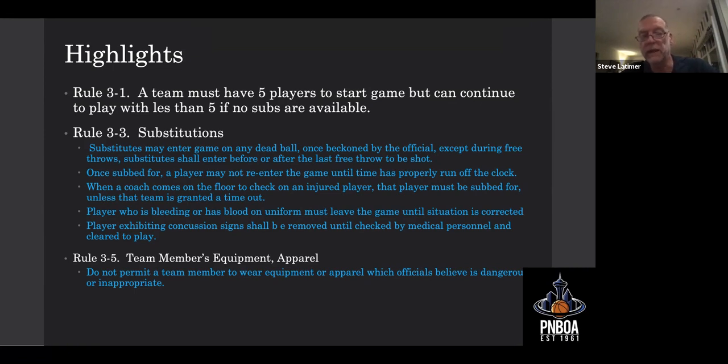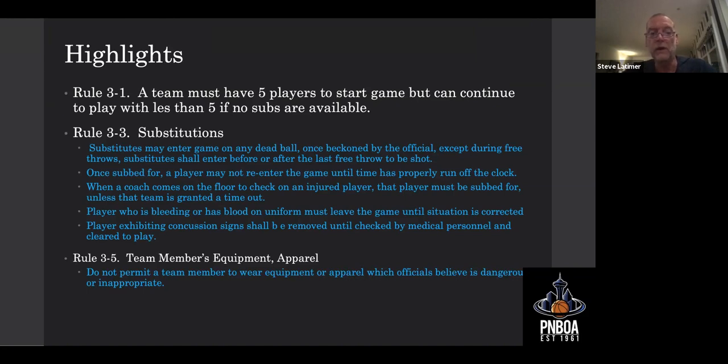And a player who's bleeding or has blood on their uniform must leave the game unless the situation is corrected. We've become a little less crazed about this rule. They basically just need to clean the jersey as best as they can, and they need to stop the bleeding on their body to the extent that they're bleeding. And then they can come back into the game.